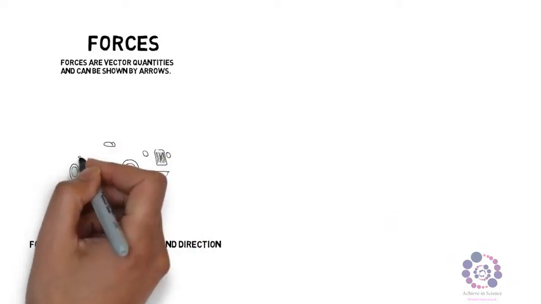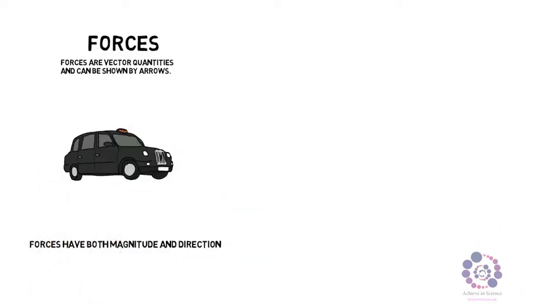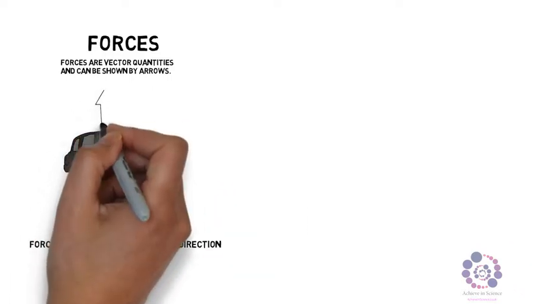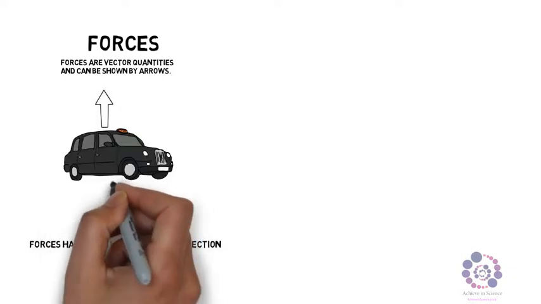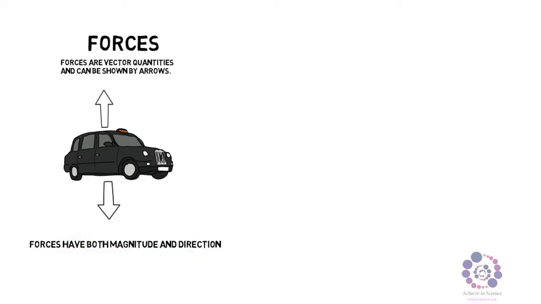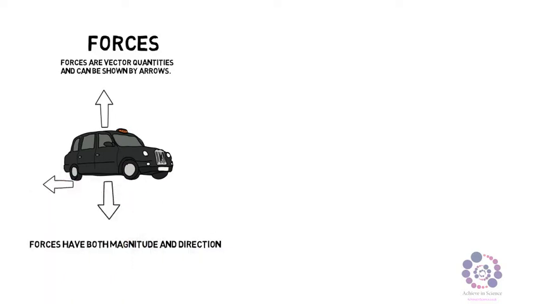Here we have a taxi. We can therefore draw on the forces acting upon this taxi using arrows, where the size and the direction are important. First of all, let's draw the upwards arrow, then a downwards arrow, a backwards arrow, and a forwards arrow.